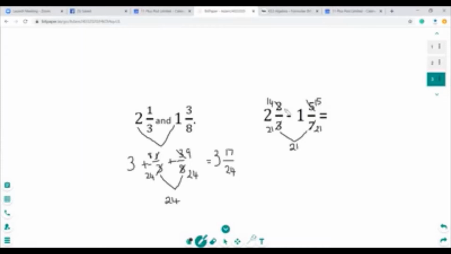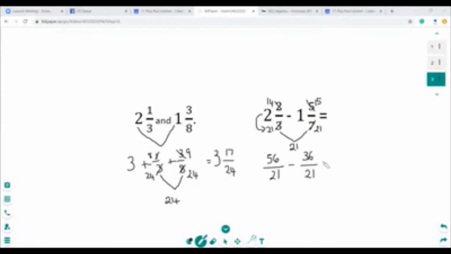So you can see here we do have to get these into improper fractions because you cannot take 15 away from 14. So our next step is to convert these into improper fractions. 2 times 21 is 42, plus the 14 gives us 56. So I have 56/21, so 2 and 2/3 becomes 56/21. And 1 times 21 is 21, add 15 gives us 36 over 21.